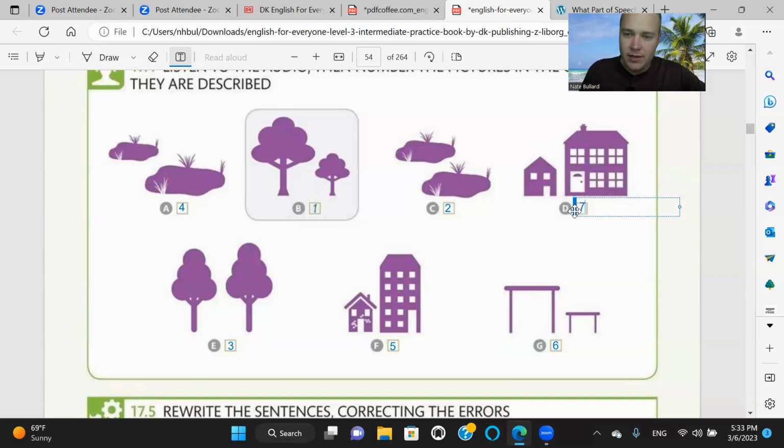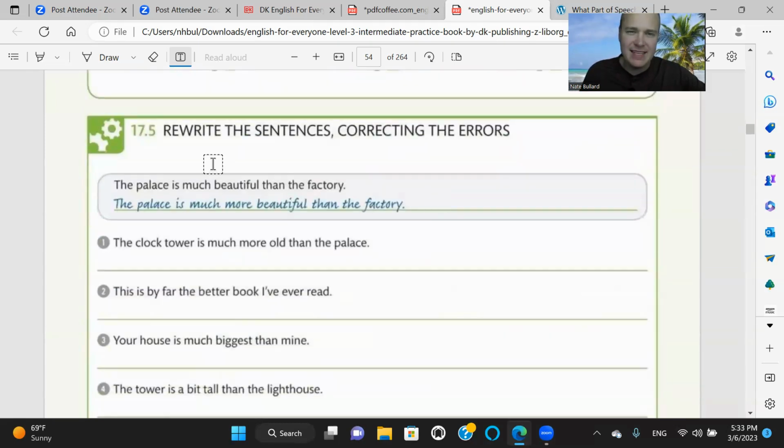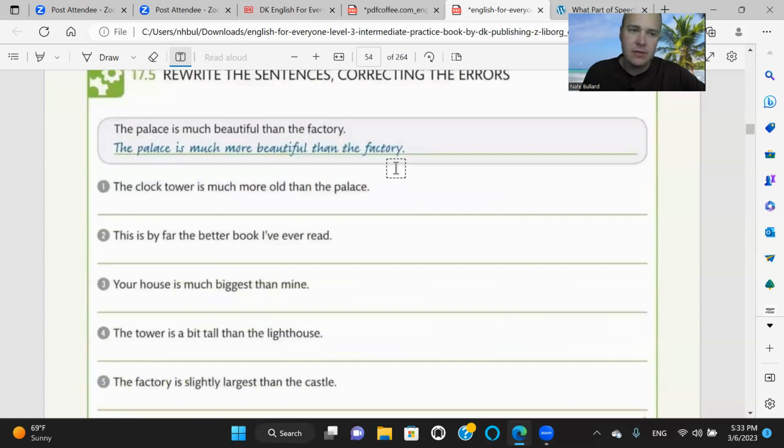Perfect. We are done with this one. All right. Rewrite the sentences correcting the errors.